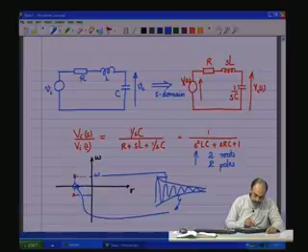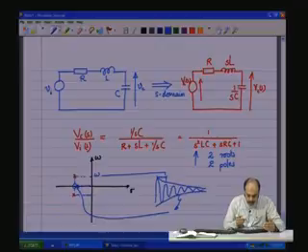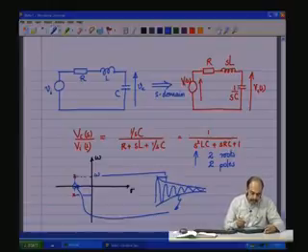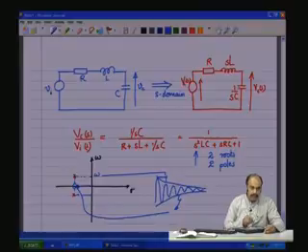Depending upon the positions of the poles, one can get fully damped, that is no oscillations, to very large underdamped oscillations based on the locations of the poles here, which of course we will see a bit later.